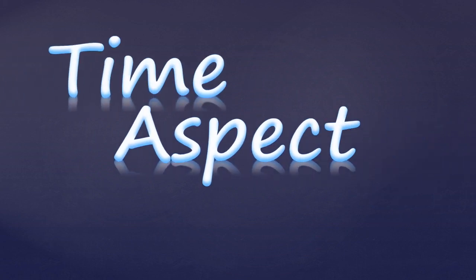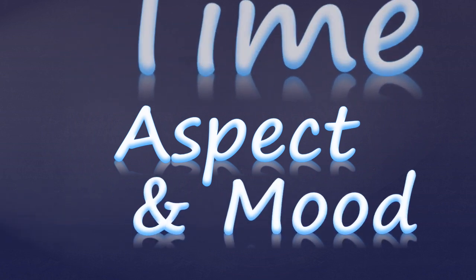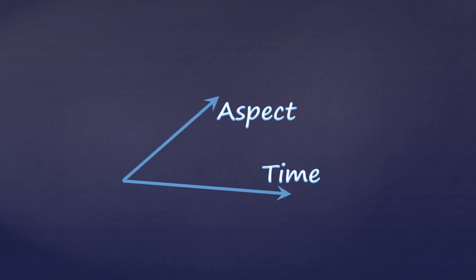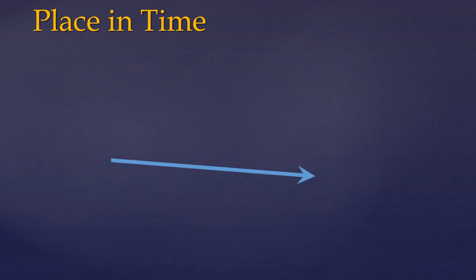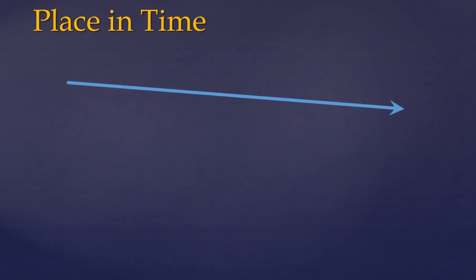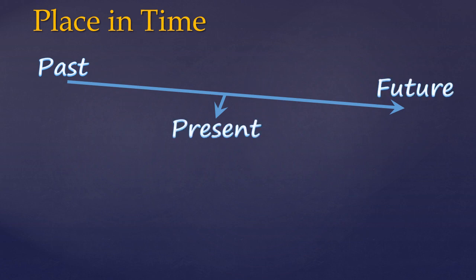So in this tutorial, we're going to look at time, aspect, and mood, and how they make up tenses in the English language. A tense is actually a combination of both time and aspect. We'll come to aspect in a second, but to locate an event in time isn't actually that complicated. We have what is true or happening now, what was true or happening before now, and what will be true or happen later. And we call these the past, the present, and the future.